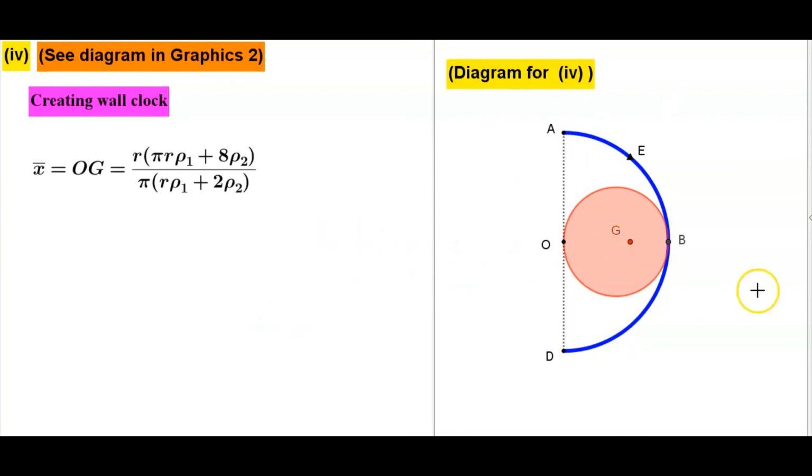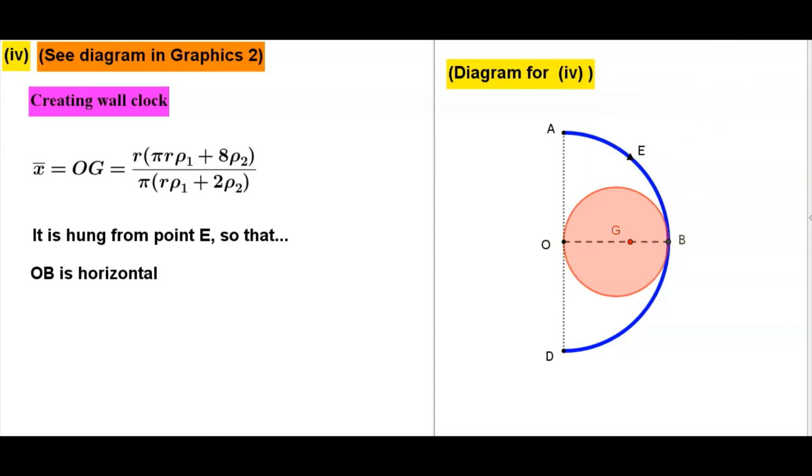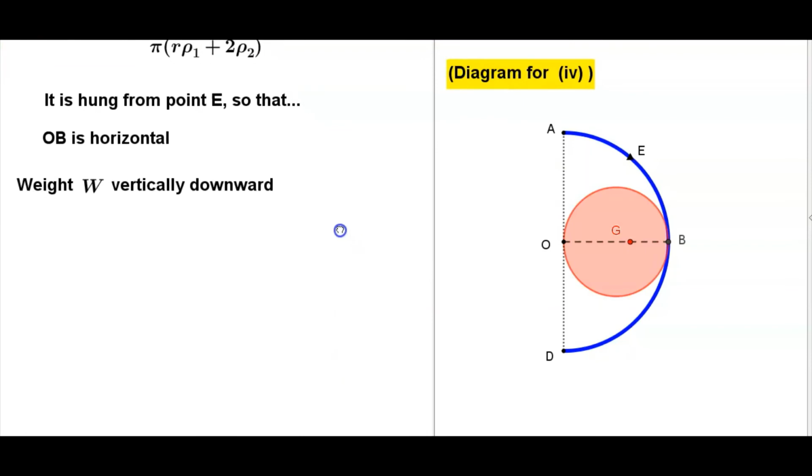This x bar, OG, is the center of mass of this composite body. This one we already proved from the previous part: R into (pi r rho 1 plus 8 rho 2) over pi into (r rho 1 plus 2 rho 2). It is hung from point E, so that this OB is horizontal. Weight W is vertically downwards. Yes, the weight of this composite body.